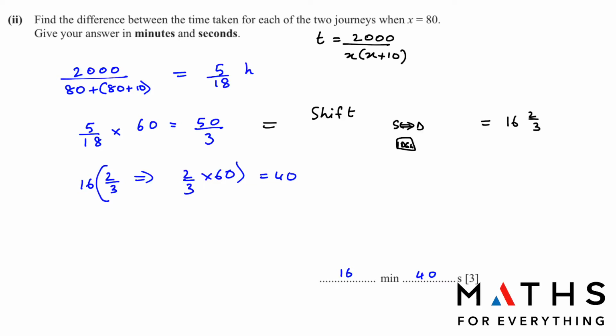Now there's another way to get your answer directly as 16 minutes and 40 seconds. So you have 50/3, press equal. After you press equal, you can see in your calculator something like this. Just directly press it. And there you are. The answer is 16 minutes and 40 seconds.